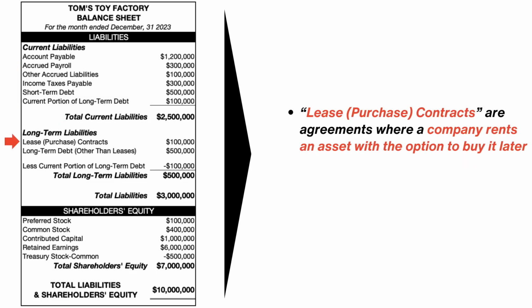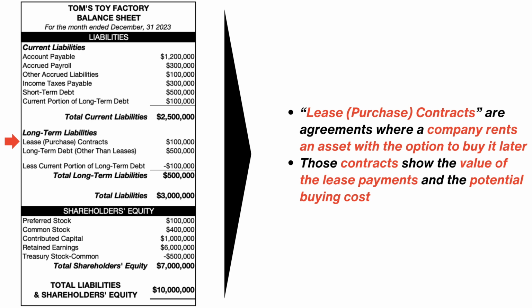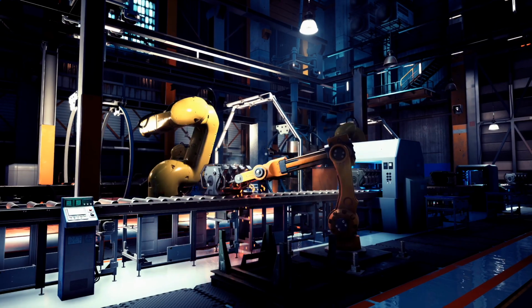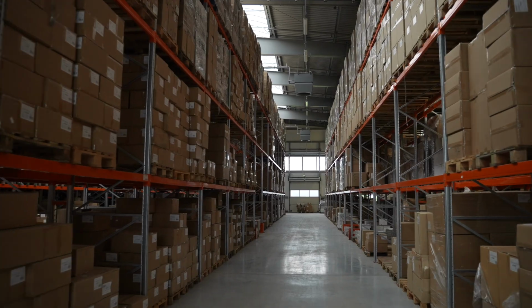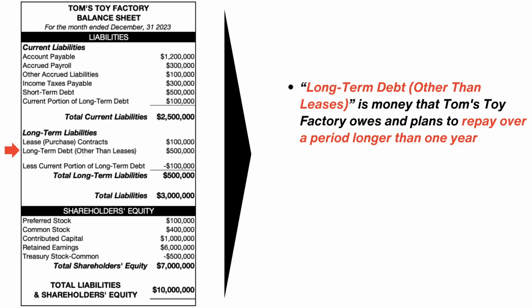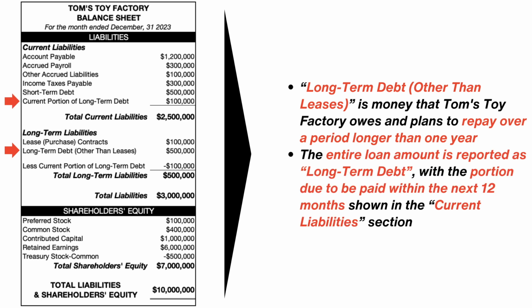Lease purchase contracts are agreements where a company rents an asset with the option to buy it later. Those contracts show the value of the lease payment and the potential buying cost. Those are things like machines used to make toys or storage facilities for keeping Tom's Toy Factory's inventory. Long-term debt, excluding leases, is money that Tom's Toy Factory owes and plans to repay over a period longer than 1 year. The entire loan amount is reported as long-term debt, with the portion due to be paid within the next 12 months shown in the current liabilities section.